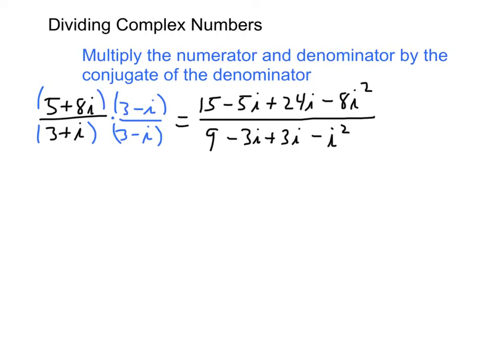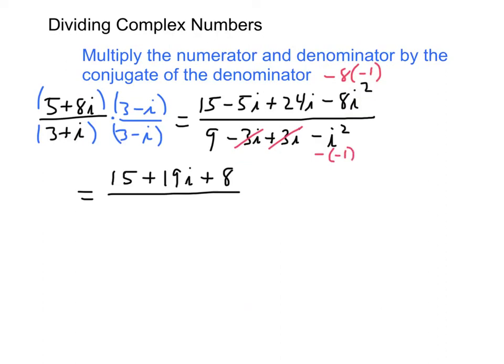So let's now just combine our like terms. So in the numerator, a negative 5 plus 24 is 19, plus 19i. And minus 8i squared. Remember, i squared is negative 1. So that part right there is really minus 8 times negative 1, which will be plus 8. So I'm just going to write that down as plus 8 here. And then in the denominator, the inners and outers cancel, as they always will because they're conjugates. And this is going to be minus a negative 1, which will be plus 1. So we get 9 plus 1.